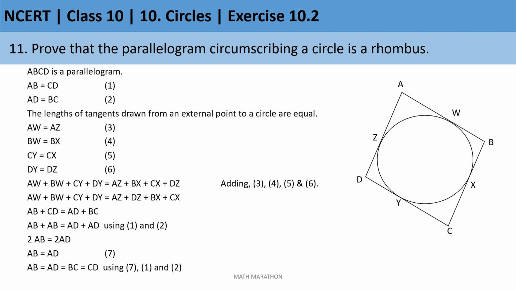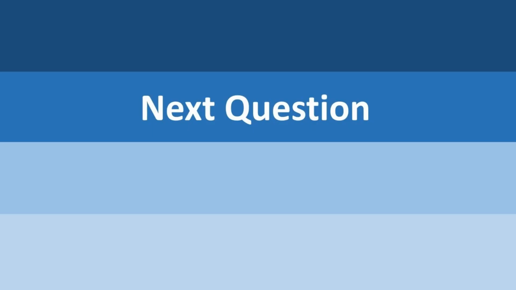Using equations 7, 1 and 2, we get AB is equal to AD is equal to BC is equal to CD. So, all four sides are equal. A rhombus is a parallelogram in which all four sides are equal. So, the parallelogram circumscribing a circle is a rhombus. Let us see the next question.